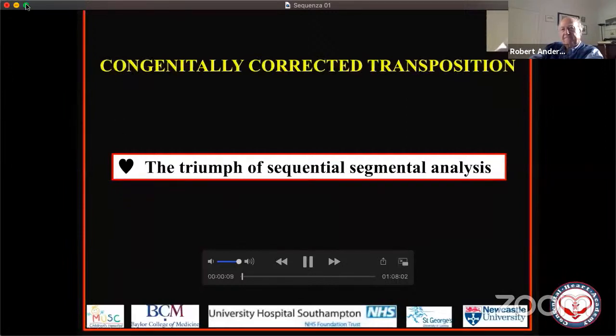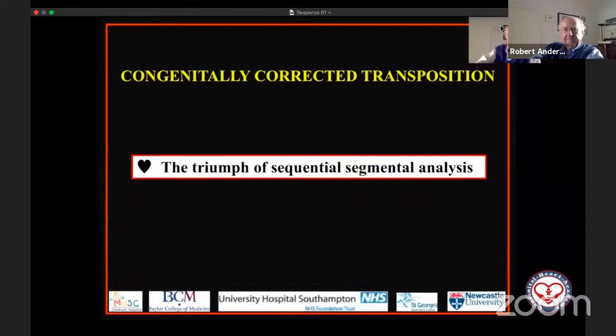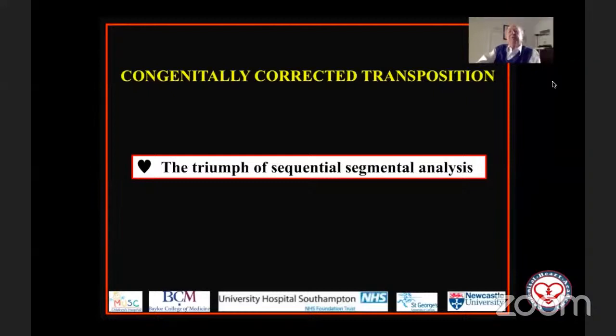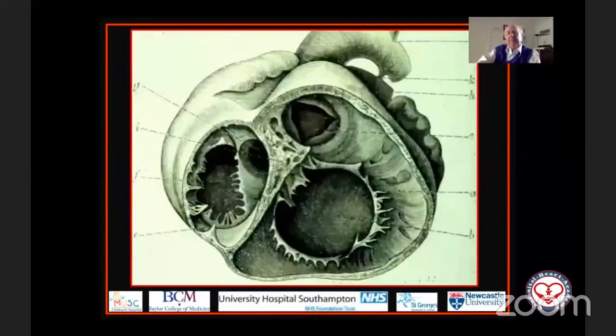We had the introduction to congenitally corrected transposition. And I told you that this lesion, in essence, was the triumph of sequential segmental analysis. So this week, we're going to try to put into practice what we shared with you last week. You will remember, I hope, this picture. It's from the Atlas of the Baron von Rokitansky. And as far as we are aware, it is the first known illustration of congenitally corrected transposition.